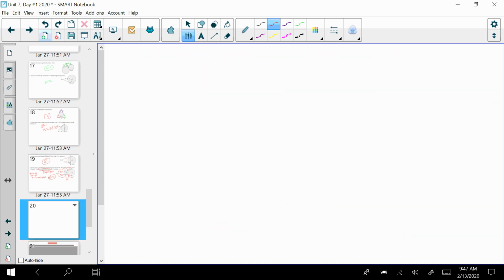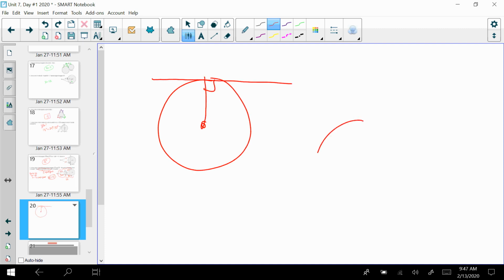So in closing, our 2 big theorems for the day were that if you have a radius and a tangent line, they're going to be perpendicular. And if you have 2 tangent lines from the same point on the outside of the circle, they're congruent. Good work, guys.